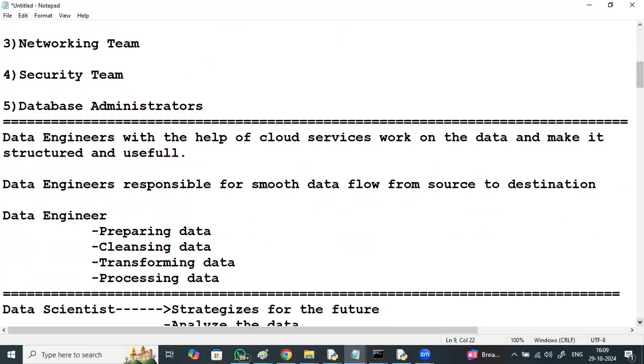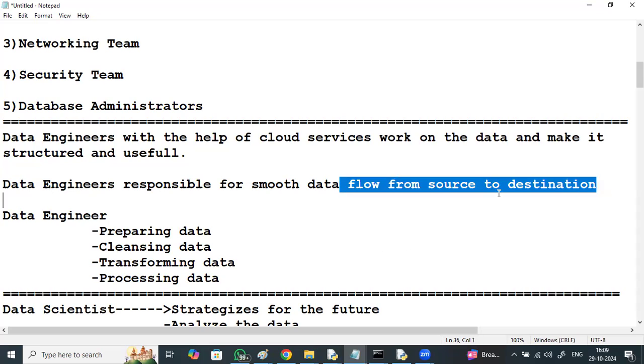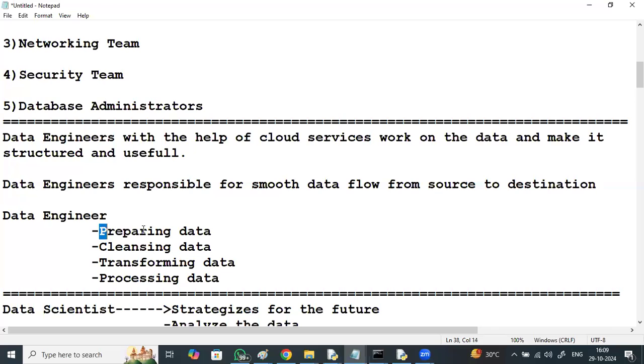Data engineers, with the help of cloud services, work on the data and make it structured and useful. Data engineers are responsible for smooth data flow from the source to destination. A data engineer is responsible for preparing data, cleansing data, transforming data, and processing data.